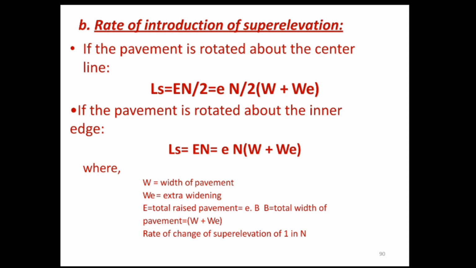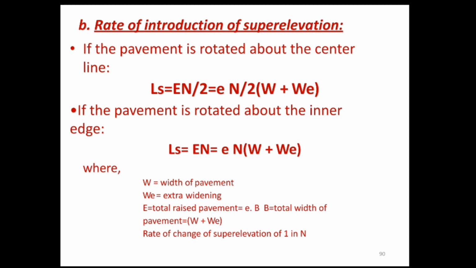Now, if it is assumed that the pavement is rotated about the center line after neutralizing the camber, then the maximum amount by which the outer edge is to be raised at the circular curve with respect to the center will equal E by 2. Hence, allowing the rate of change of super elevation of 1 in n, where the minimum value of n equals 150 to 60, Ls is given by En upon 2, that equals E into n upon 2 multiplied by the bracket W plus WE.